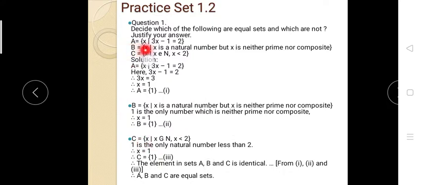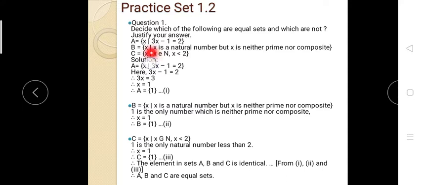Now see, A is a set of all x such that 3x minus 1 is equal to 2. Now the question is: what is the value of x here which satisfies the given condition? It is obviously 1. 3 into 1 is 3, 3 minus 1 is 2, and therefore x is equal to 1. Or you can calculate in this way also. So the first set has how many elements? 1, and that is 1 only.